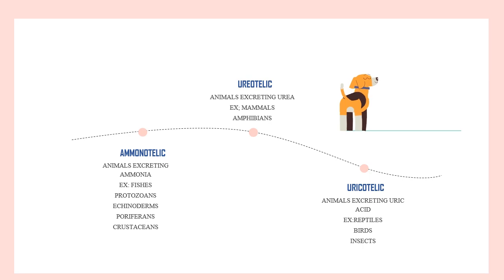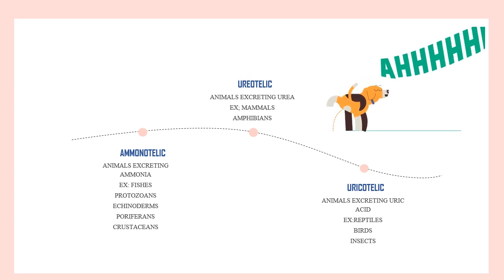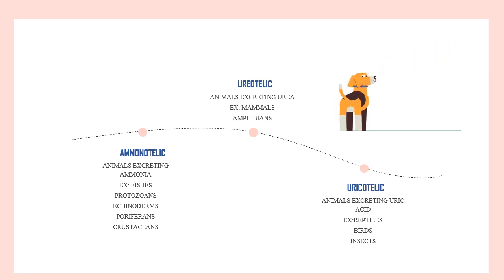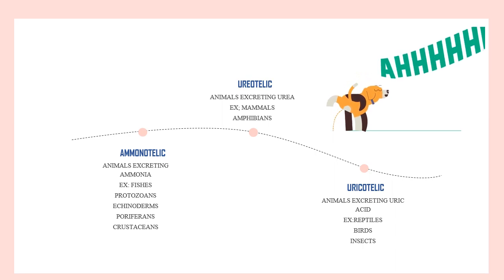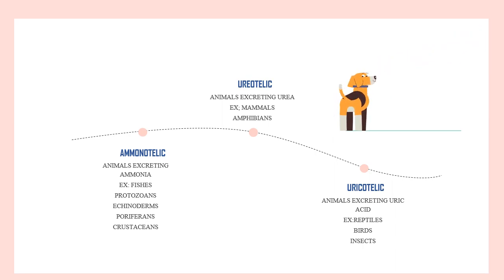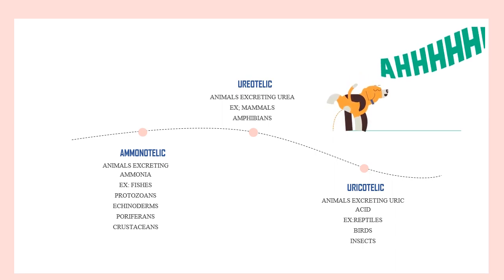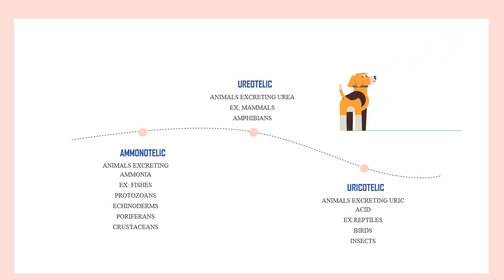And uricotelic, the animals which excrete the uric acid. So what are the examples? Reptiles, birds and insects come under the uricotelic. These are the three main types of excretion on the basis of what excretory product is excreted.